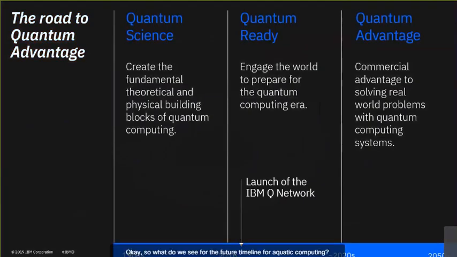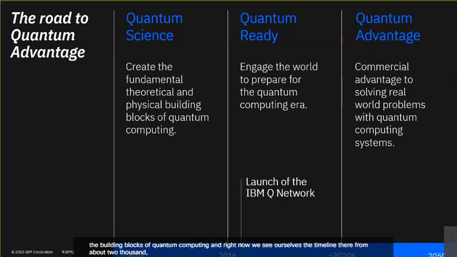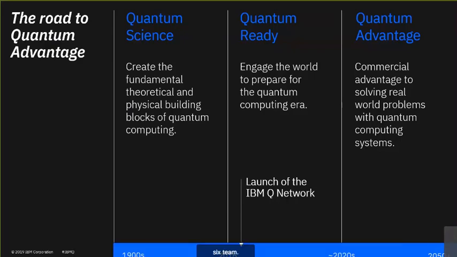Okay, so what do we see for a future timeline for quantum computing? Well, IBM likes to use the term quantum advantage as opposed to, let's say, quantum supremacy. From the early 1900s, the foundation of quantum mechanics, through 2016, we could call that the quantum science portion of the road. Basically, you establish the fundamental theorems, the building blocks of quantum computing, and right now we see ourselves in the timeline from about 2016. We see that we're in what they call the quantum ready stage.